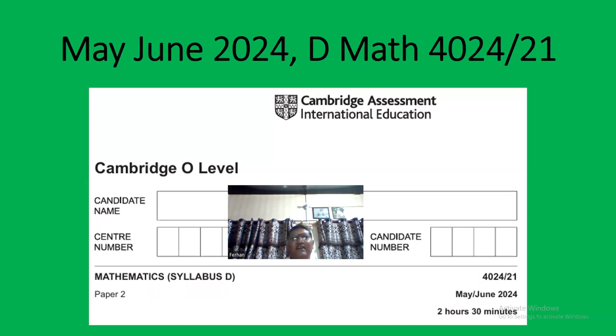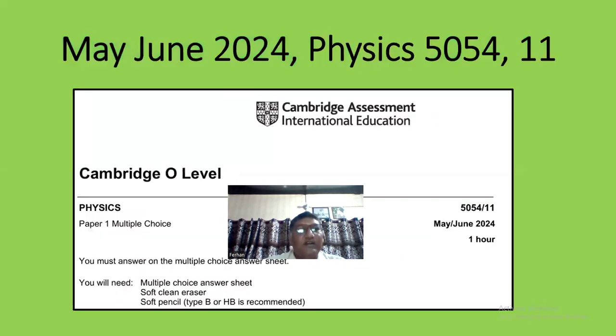Mathematics Syllabus D. The code for this subject is 4024. Today we have set our hearts to solve a paper 2 of this subject, and for this purpose we have selected the May-June 2024 paper 2-1. This paper 2 belongs to Zone 1, or we call it Variant 1. The time allowed for this paper is 2 hours and 30 minutes, and in this paper we are allowed to use the calculator. So all the questions in this paper we have to attempt. So let's start today's paper.